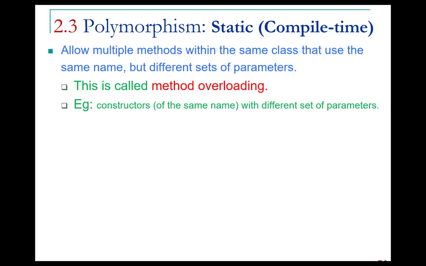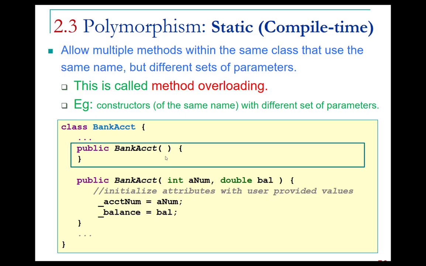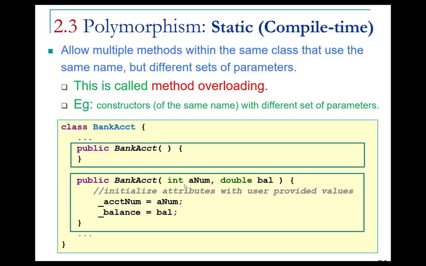We have seen this for more than one constructor in the same class, all with the same name as the class name, but each has a different set of parameters. Here is our bank account with two constructors. The first constructor has no parameters, and the second constructor has two parameters, a number and balance.